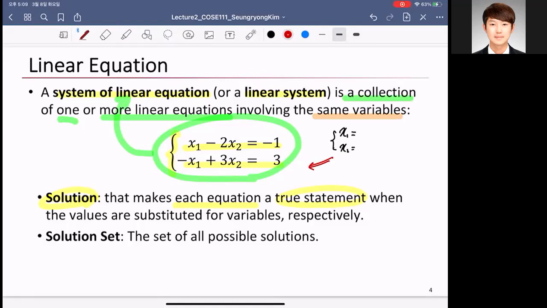This is just a question, right? x1 is equal to 3 and x2 is equal to 2, right? Okay, thank you very much. It's very easy, right? 3, 2 make these two equations true statements, right?